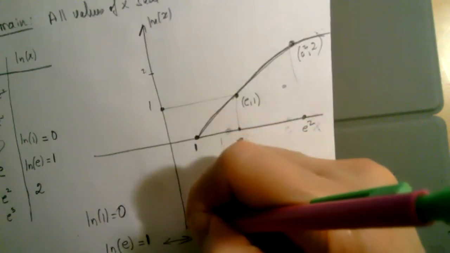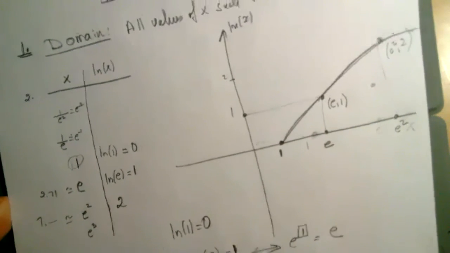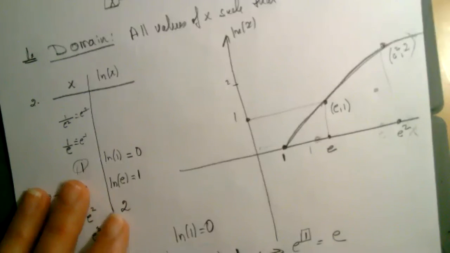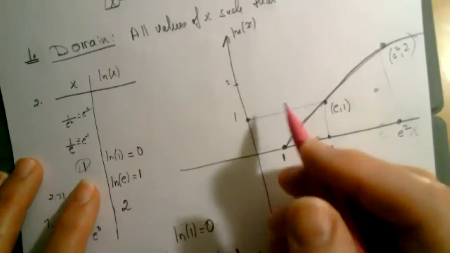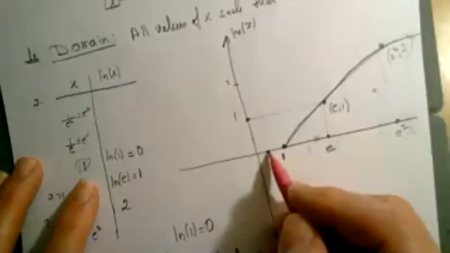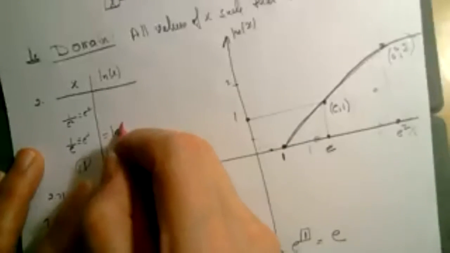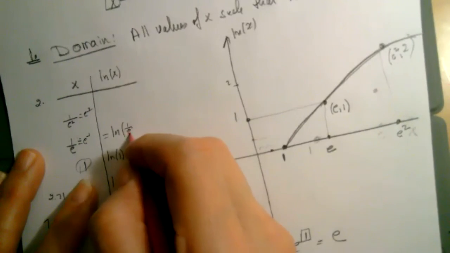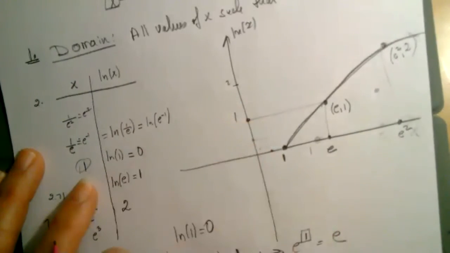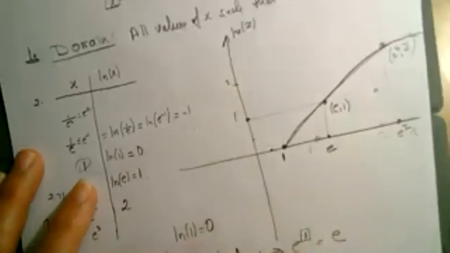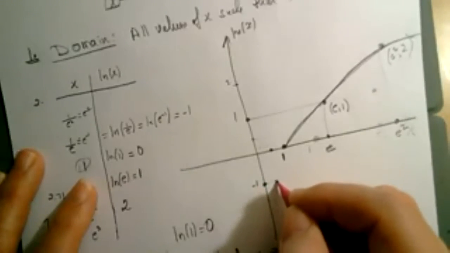Now the hard part is here. How does it look like here? And what type of values does it take? Positive or negative values? Negative, and that's important. So if I take 1 over e, it means 1 over e is somewhere in here. 1 over e, that's ln of 1 over e, which is ln of e to the negative 1. Negative 1. So when I take 1 over e, it's going to take the value negative 1.